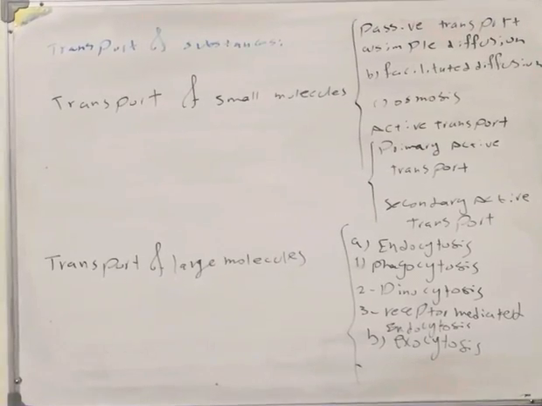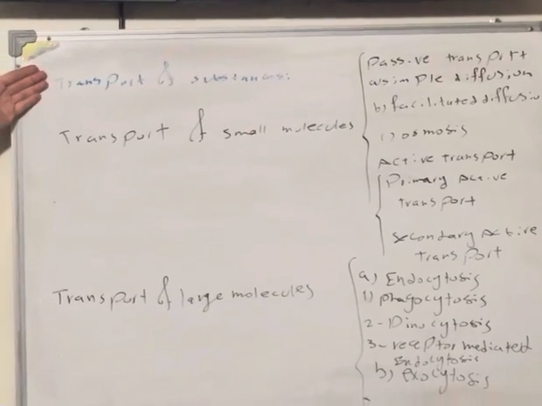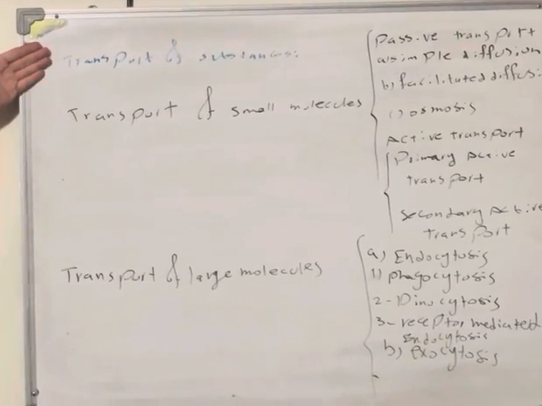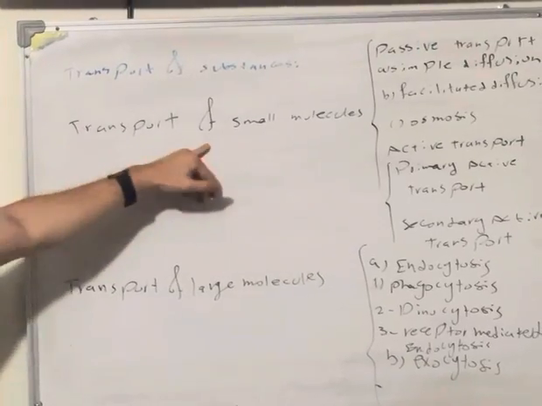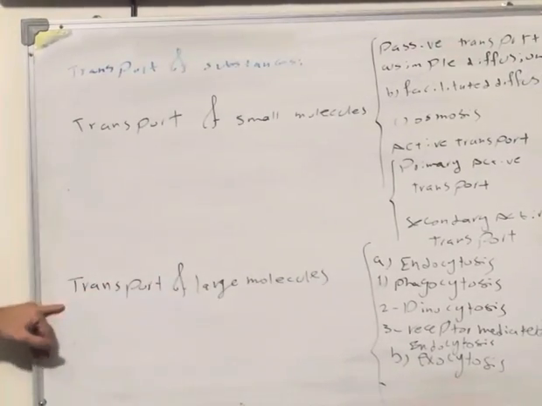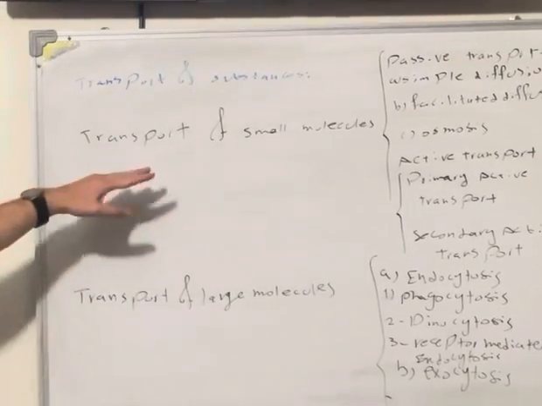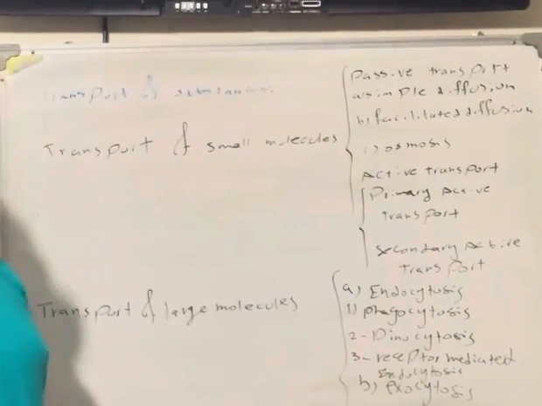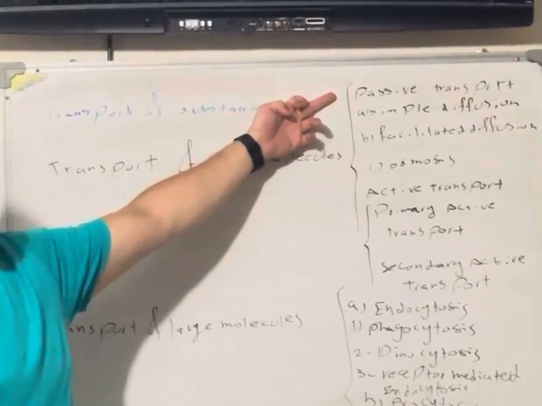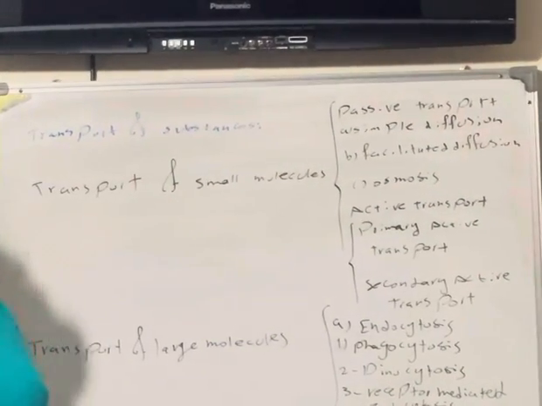In this video, we are going to talk about the transport of substances. Transport of substances could be seen as two forms through the cell membrane: transport of small molecules and transport of large molecules. For the small molecules, there are two important kinds of transport. The first one is passive transport, and the second one is active transport.